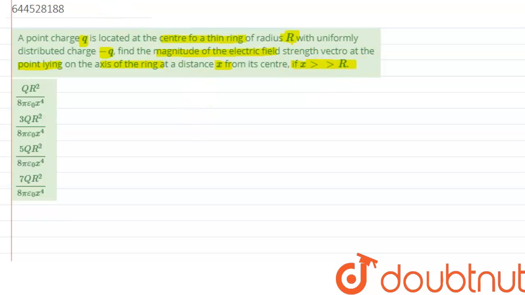So let's try to visualize the given situation. Here we can see in the diagram a ring having a charge of minus Q distributed over its circumference, and a positive charge small q has been placed at the center. We have been asked to calculate, at a distance of small x from the center of the ring, a point let's consider to be P. So at this point P we have to calculate the magnitude of the electric field strength vector.